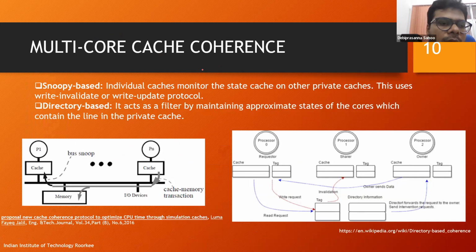Now let's jump to multi-core cache coherence protocols. In a multi-core coherence protocol, there are two types of protocols that are typically used, based on the type of network that we are using for connection of the cores. The two types are snoopy-based coherence protocol and directory-based coherence protocol. Now, assume that there are multiple processors and multiple private caches attached to each of these processors, if you are looking at the left-hand side figure. And then there is a bus which is connecting.